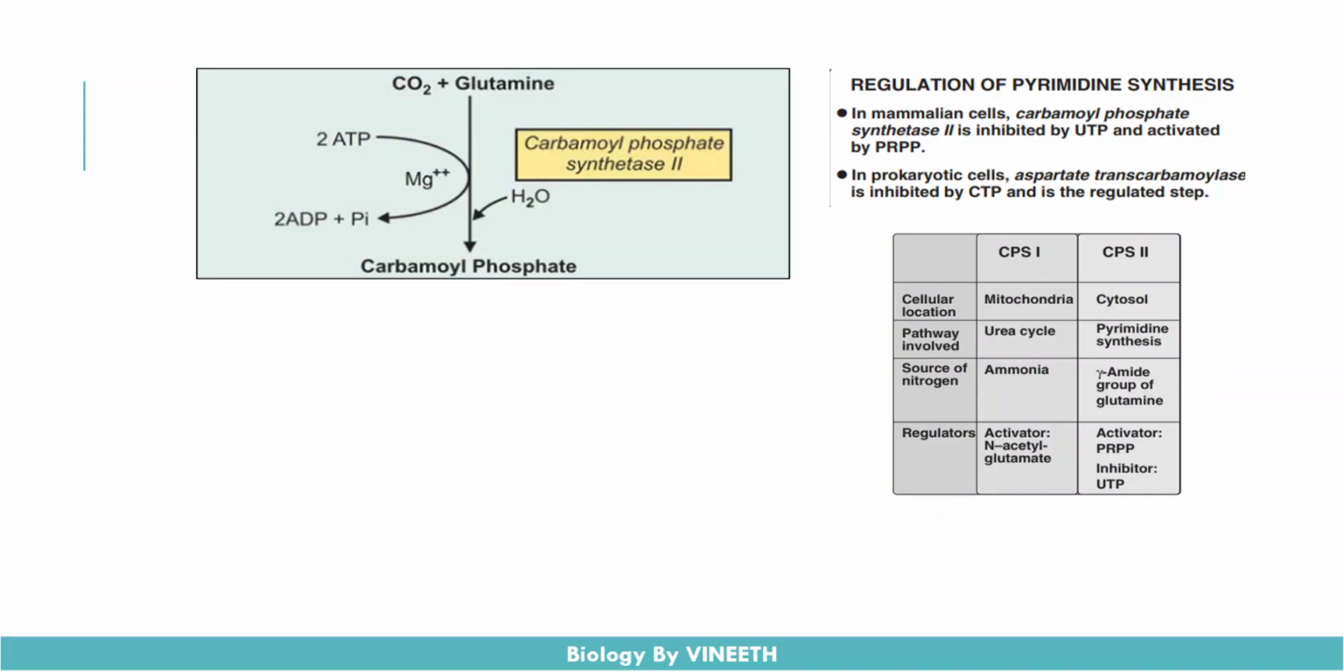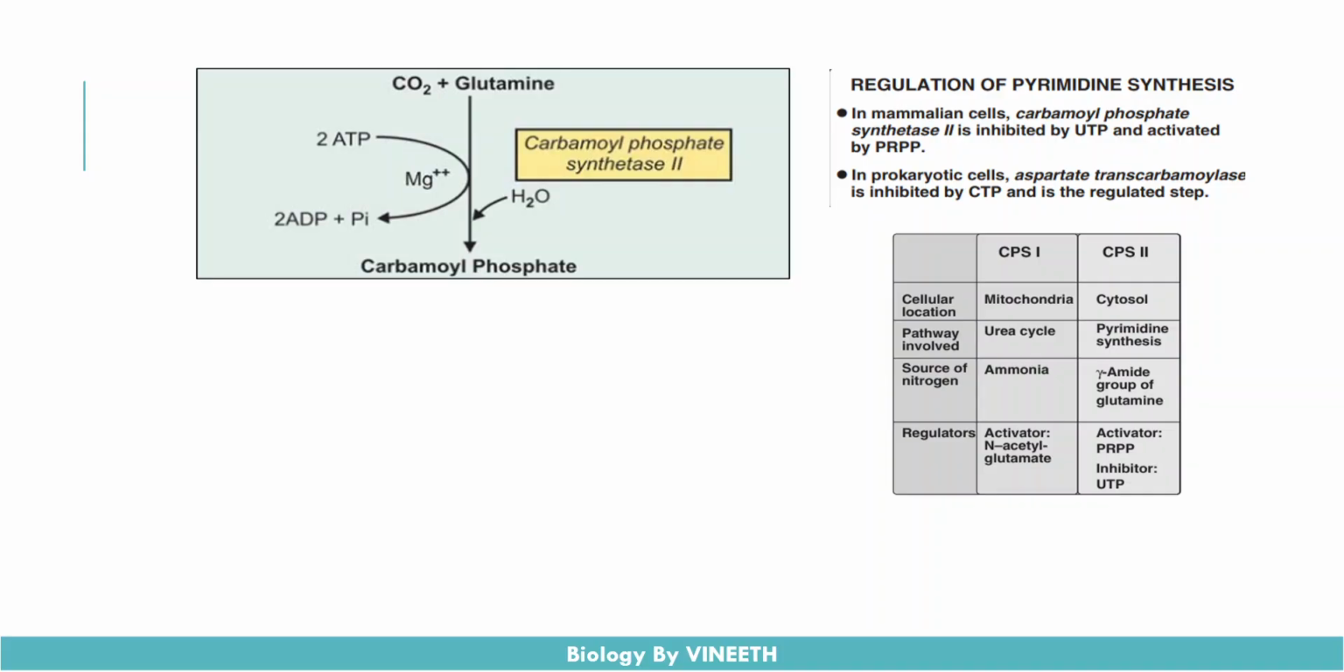The same type of isoenzyme is found in the urea cycle also, CPS1, which is majorly found in the mitochondria, involved in the urea cycle. The major source of amide nitrogen for CPS1 is ammonia in the mitochondrial urea cycle, and the main source of amide nitrogen for CPS2 is glutamine in the pyrimidine synthesis pathway. The source of nitrogen is different, the synthetic pathway is different, and the localization is also different for CPS1 and CPS2.